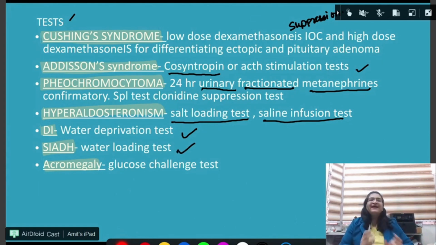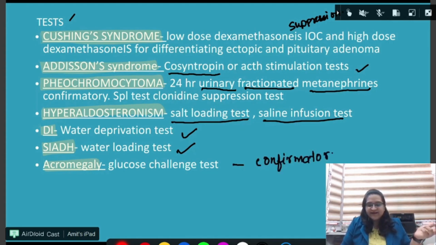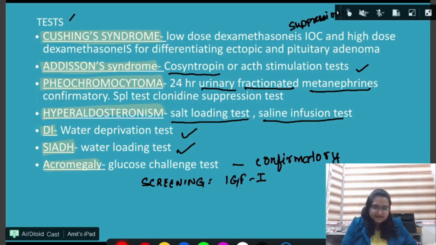For acromegaly, the screening test is IGF, insulin-like growth factor, whereas the glucose challenge test is the confirmatory test. Otherwise, if they ask you what the screening test is, then the screening test is the IGF, insulin-like growth factor test. Understood? So these were the IOCs and they should be on your tips.